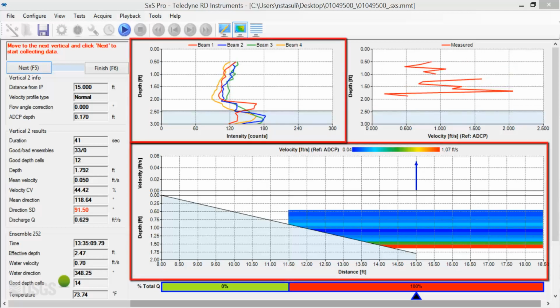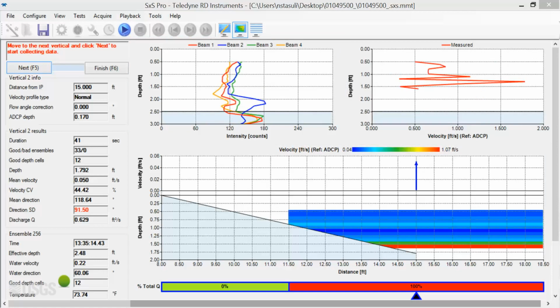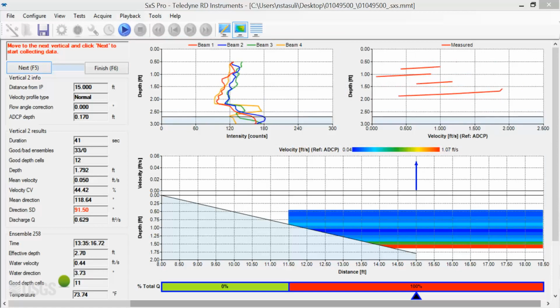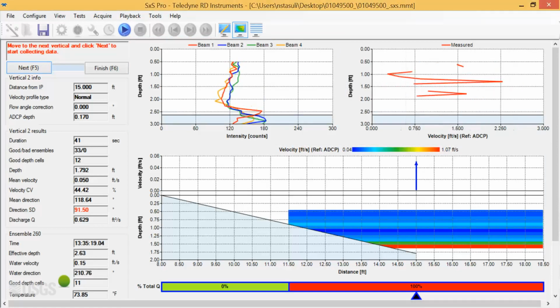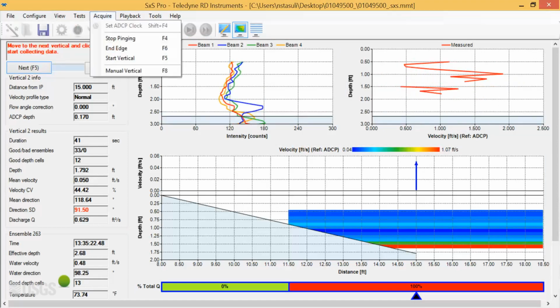Obviously, you should monitor both the profile plot and the contour plot while data is collecting. The profile plot will indicate large differences in intensity between the four beams, while the contour plot is an easy way to identify possible errors in depth, velocity, and flow angle.